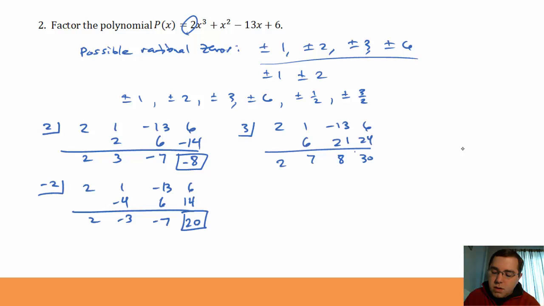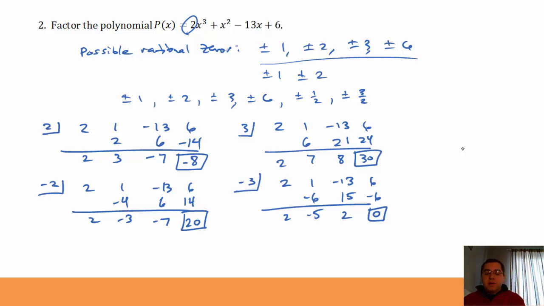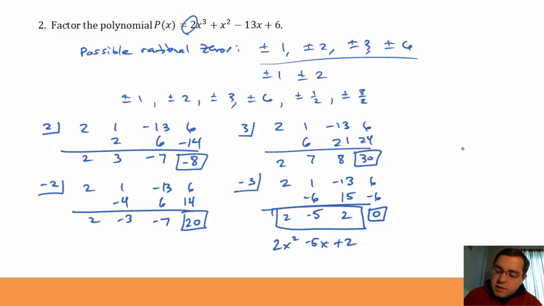Let's try 3. And I don't get a remainder of 0. Let's try negative 3. There, I got a remainder of 0. So negative 3 works. Now I don't have to go back to the original one. Now I work with this reduced equation of 2x squared minus 5x plus 2.